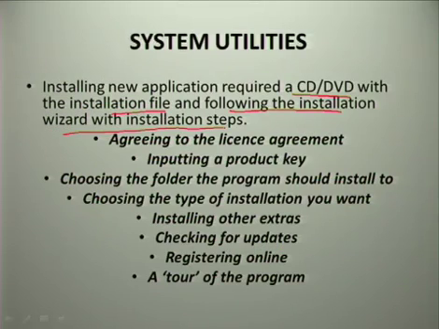Now, whenever you install software, there are a few steps that you have to go through, where you have to agree to the license agreement, put in your product key, choose the folder where the program should be stored, choose the type of installation you want, install other extras that come with the software, check for the updates that come with the software, register online if you want to have online updates, and you can also take a tour of the program. Now, these are some of the steps that you get whenever you have to install software.